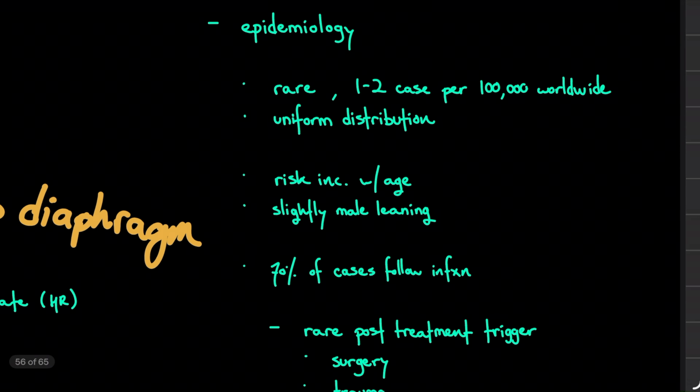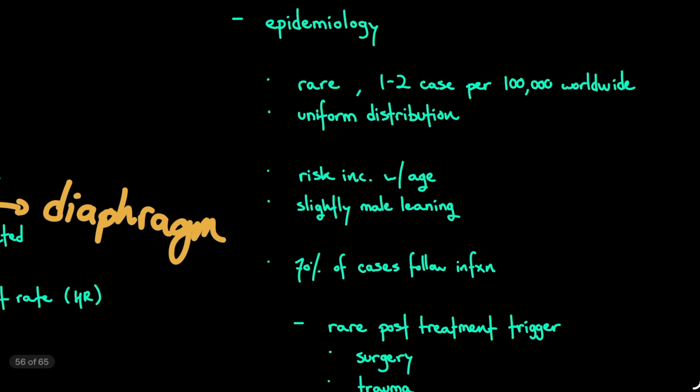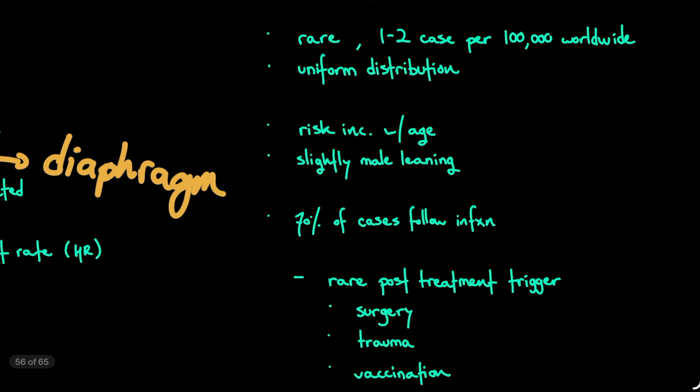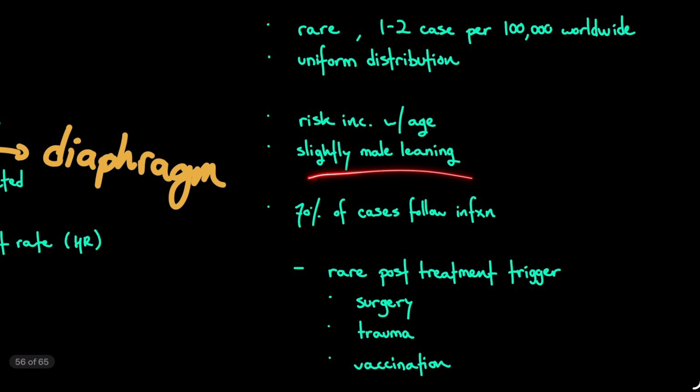Some of the epidemiology here. This one is very, very rare. So because of that, it's a uniform distribution. You're just rolling the dice on an infection, and unfortunately, you might win the jackpot of your immune system confusing microbial tags for myelin tags. Risk increases with age. Your immune system wanes with age, as we talked about with immunosenescence. Slightly male leaning, so the first example of that. Weird thing to cheer for, but there you go.